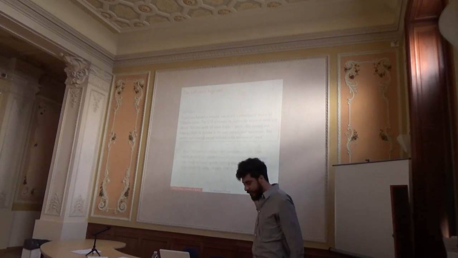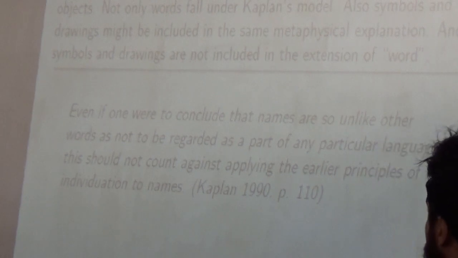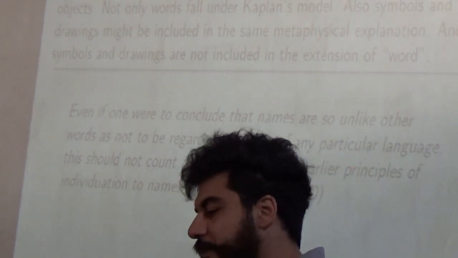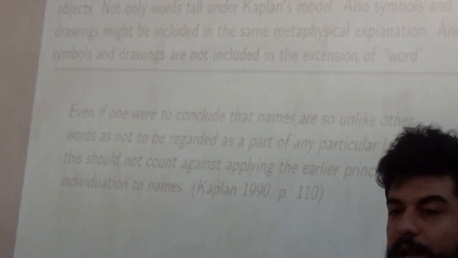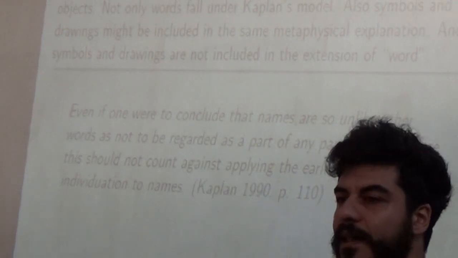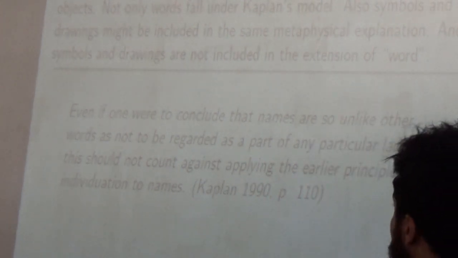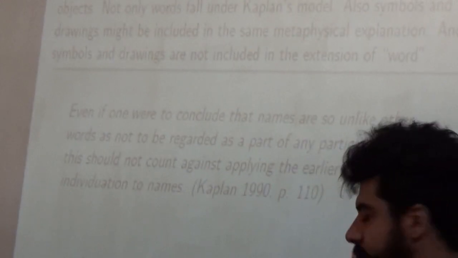And there is this quote that I think is quite supportive. "Even if one were to conclude that names are so unlike other words as not to be regarded as parts of any particular language, this should not count against applying the earlier principles of individuation to names, namely the stage continuum." He's saying even if his names were not words, because they are not part of any particular language, they are something else, like labels or whatever, this should not count against applying the earlier principles of individuation to names. I think Kaplan missed this passage.